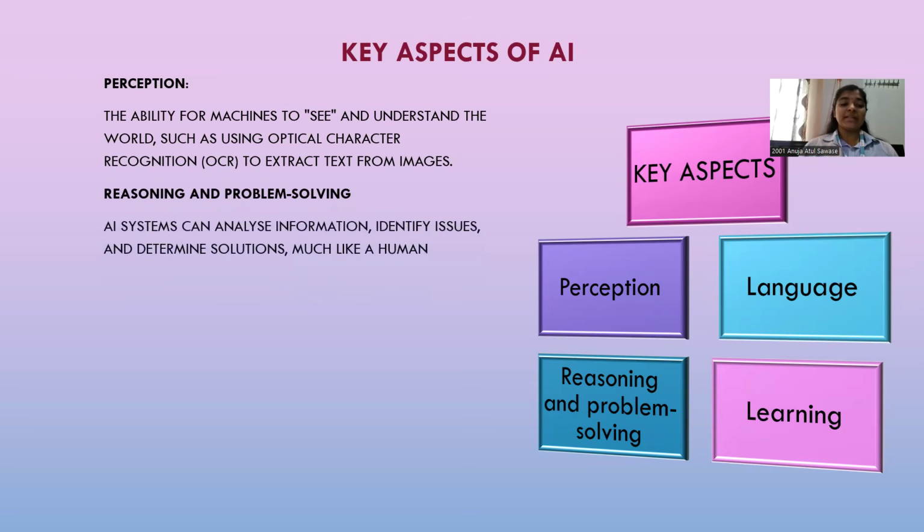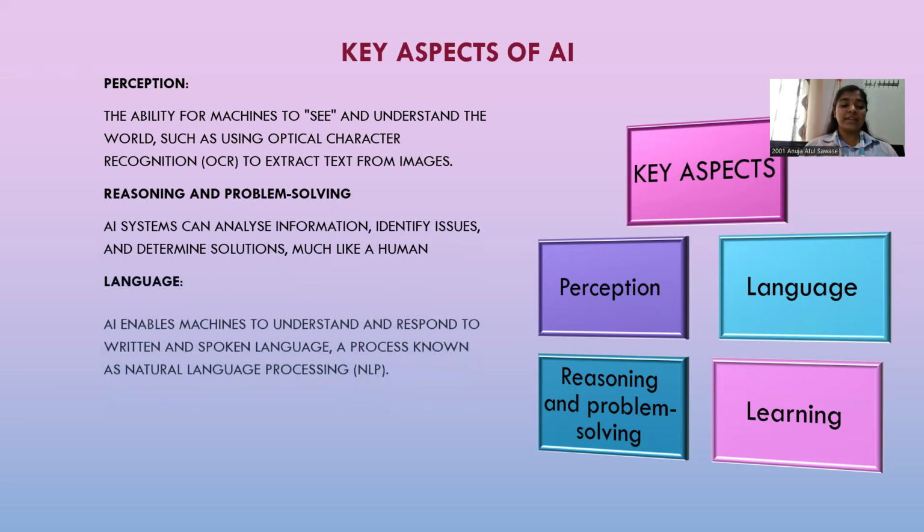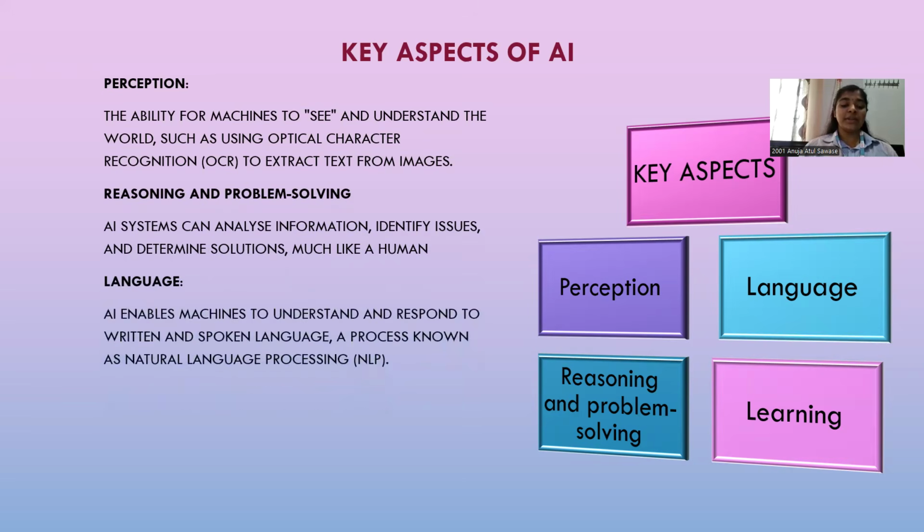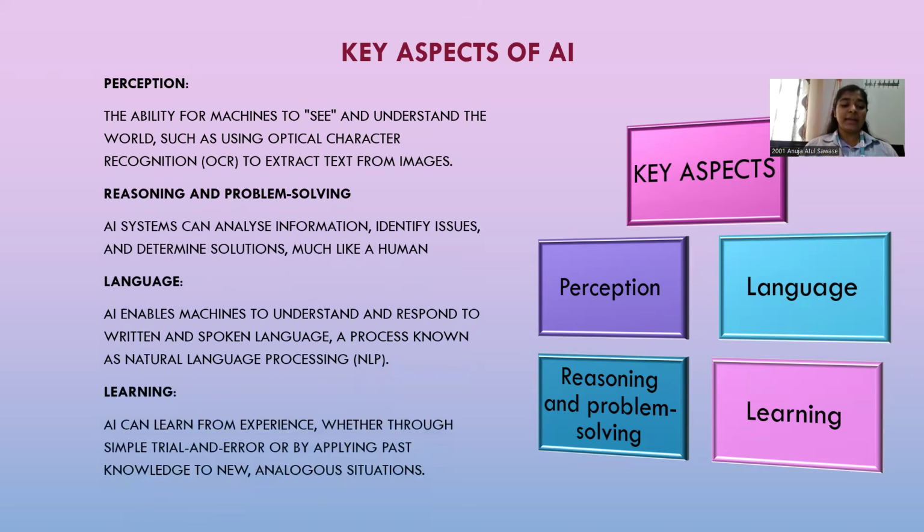In this, AI systems can analyze information, identify issues, and determine solutions much like a human. The next one is language. In language, AI enables machines to understand and respond to written and spoken language, a process known as natural language processing. Then learning. In learning, AI can learn from experience, whether through simple trial and error or by applying past knowledge to new analogous situations.